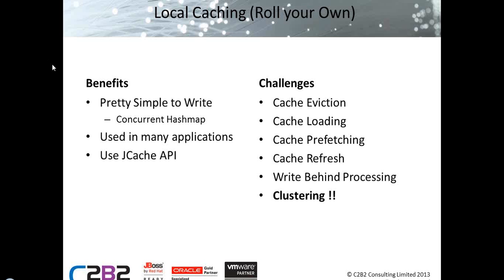Obviously, if you do your own, then the benefit is it's very, very simple to write. You can just take a concurrent hash map, store some data in it with a get and a put, and that will allow you to create your own local cache. And many people do this in their applications. So when we go into the field, we see a lot of homegrown caches. And if you really wanted to be advanced, you could wrap your cache in JSR 107, a cache API, and use an industry standard, or it will be an industry standard at some point in the near future.